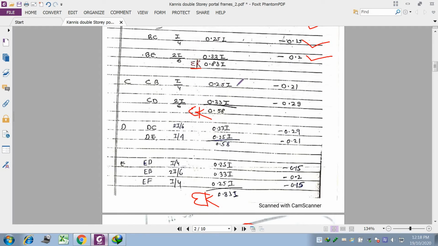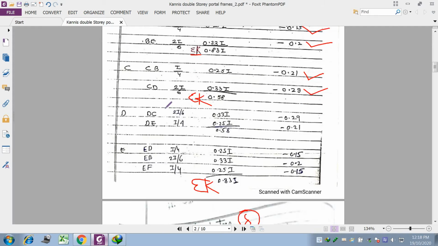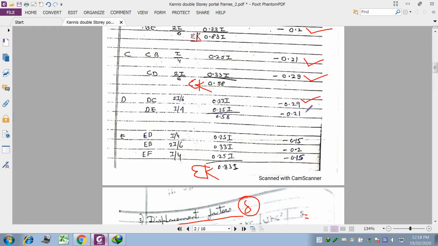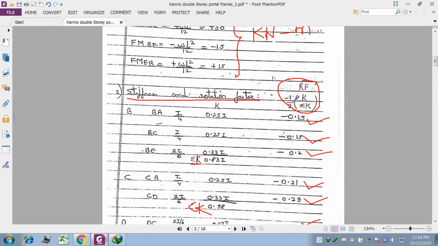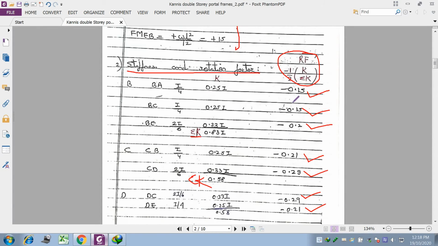We have to put in the values according to our calculated respective members, and then get the final rotation factor value. Minus 0.21, minus 0.29 for CB and CD. Similarly for D, minus 0.29, minus 0.21, and similarly for E, three members are connected, so therefore minus 0.15, minus 0.2, and minus 0.15. So in this way we can calculate the stiffness and rotation factor in step number 2.